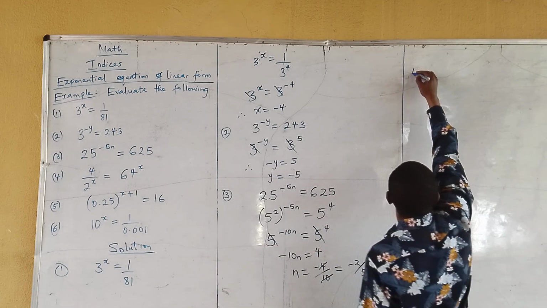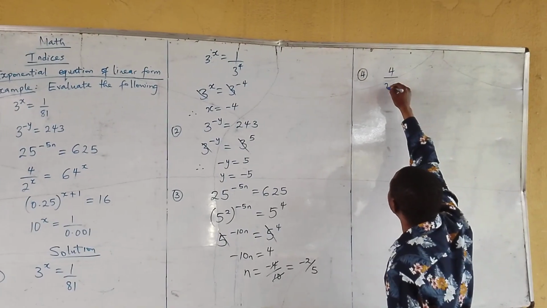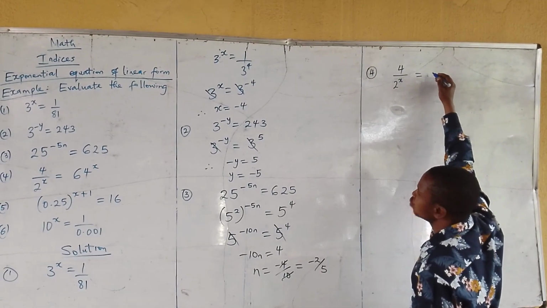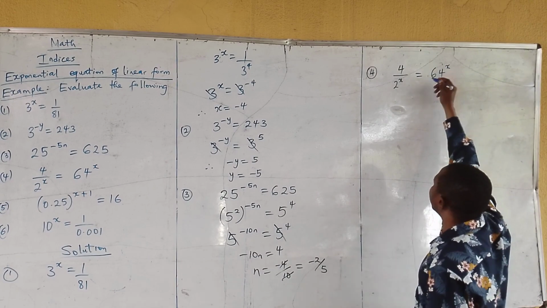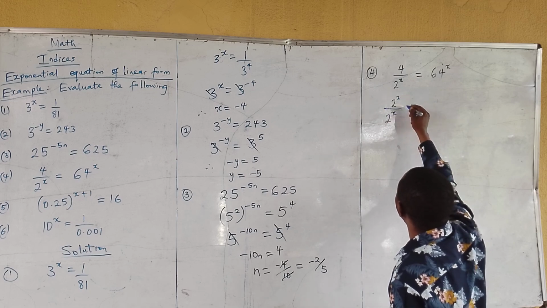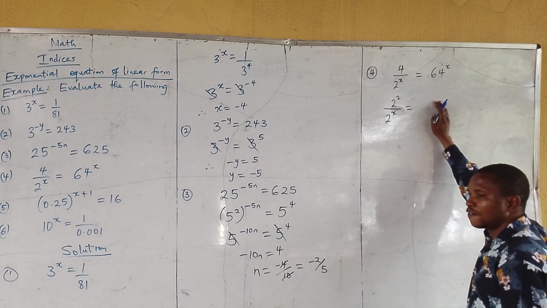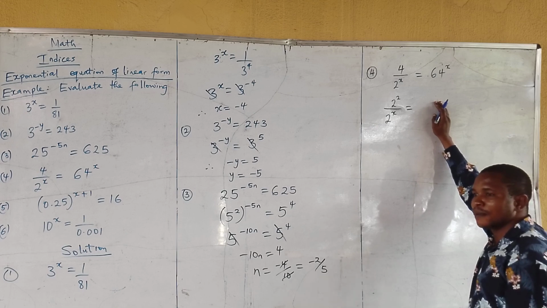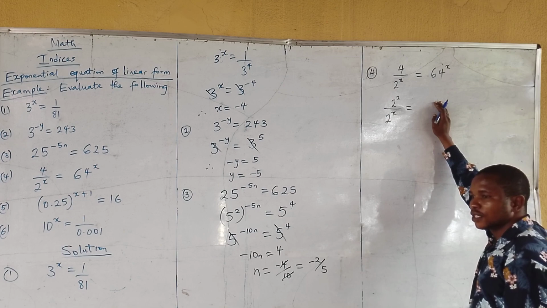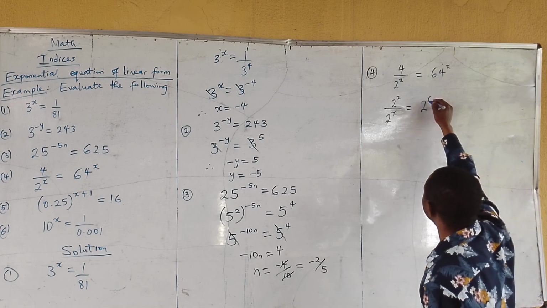Let's solve question 4. In question 4, we have 4 over 2 raised to power x is equal to 64 raised to power x. So here we have 2 raised to power 2 over 2 raised to power x is equal to 64 here. That's 2 raised to power 6. Don't forget that 2 times 2 is 4. Multiply by 2 will give us 8. 8 times 2 will be 16. Then 16 times 2, that's 32. 32 times 2 will give us 64.